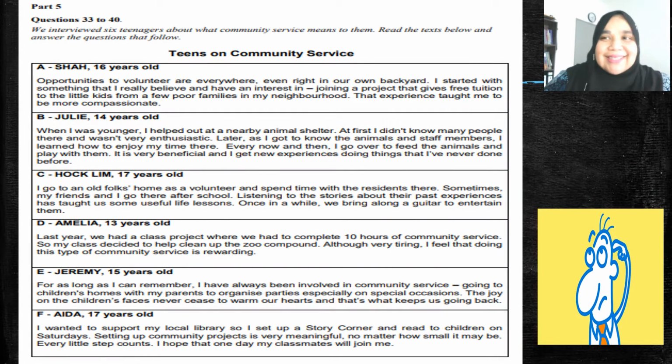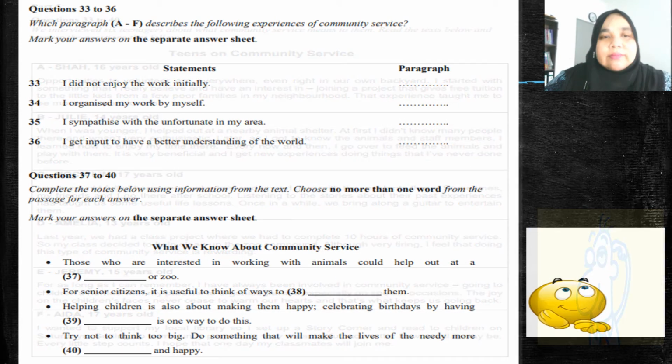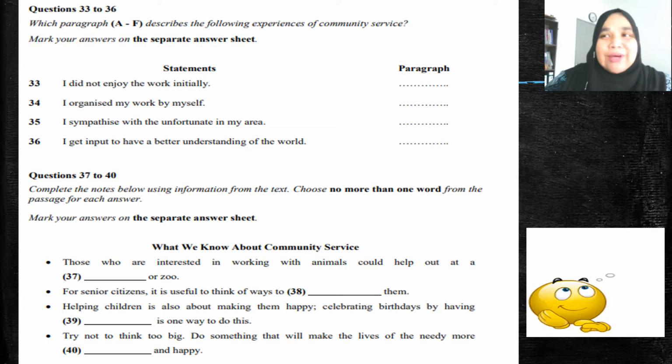Alright, here is the sample question in Part 5, the matching and information transfer. Here, the question provides you with excerpts from an interview with 6 teenagers. The title of the interview excerpt is Teen on Community Service. And here is how the question looks. It is divided into 2 sections which measure your understanding of the English language. You can see there are different, separate sections in the question paper.